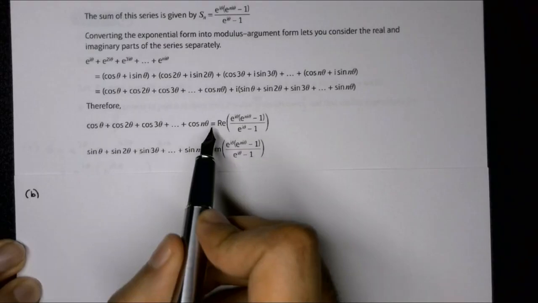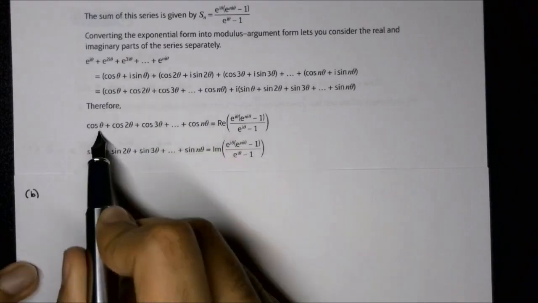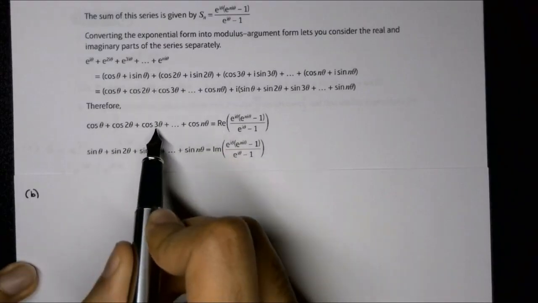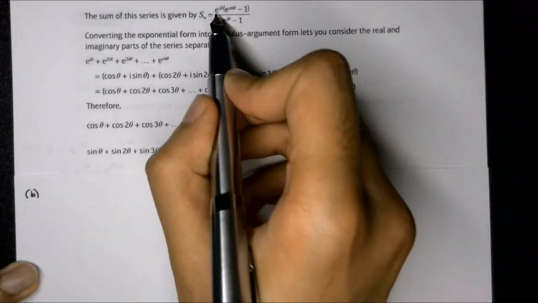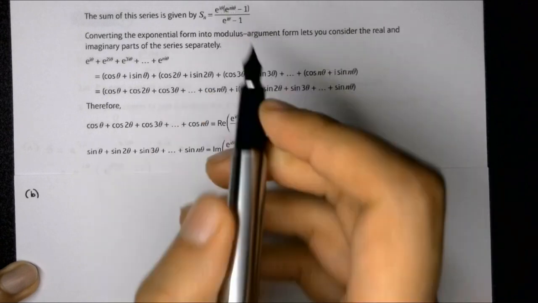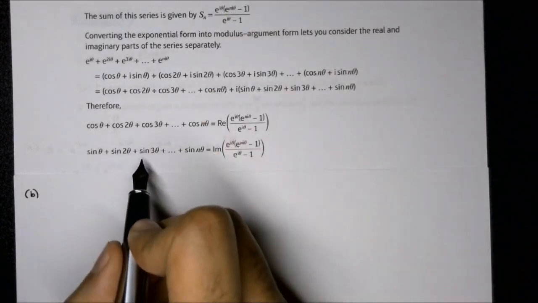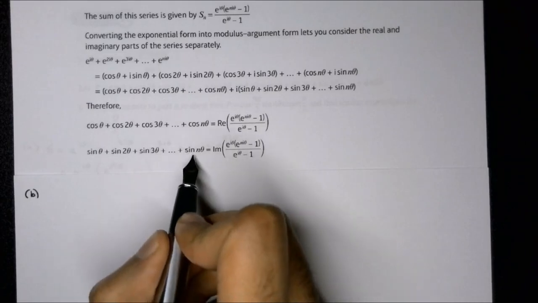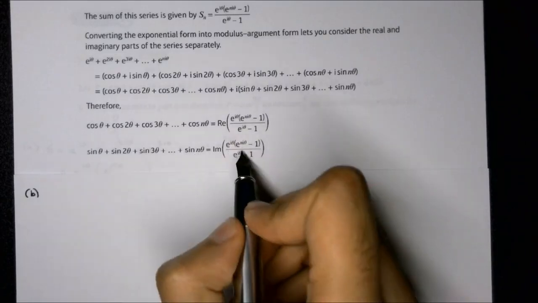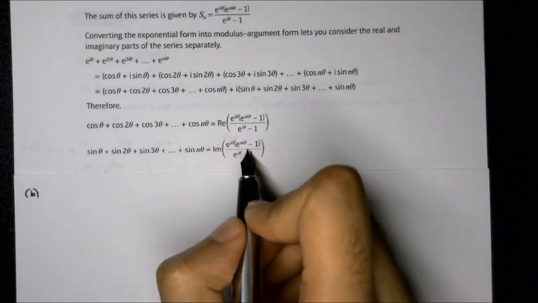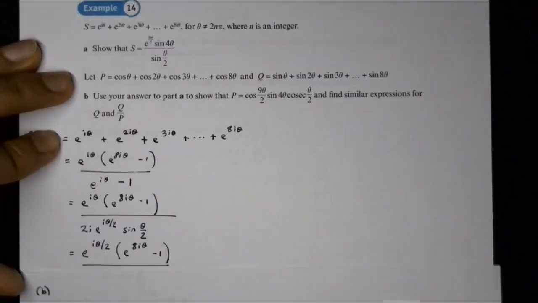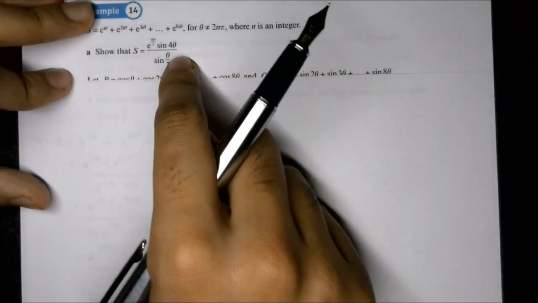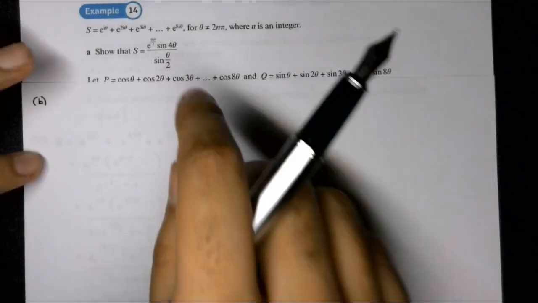What we said over here is cos theta plus cos 2 theta plus cos 3 theta plus terms up until cos n theta is equal to the real part of s, where s is this result here, and sine theta plus sine 2 theta plus sine 3 theta up until sine n theta, that's equal to the imaginary part of s, where s is this result over here. Now, what we found in part A was s is equal to this result over here. So let's just write that down.